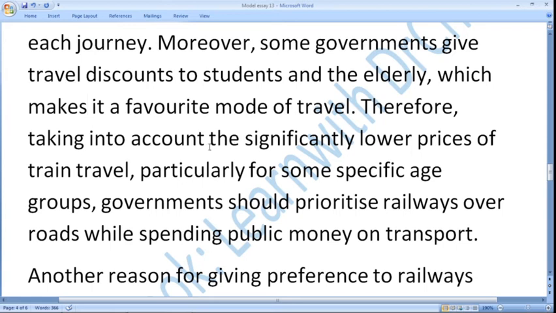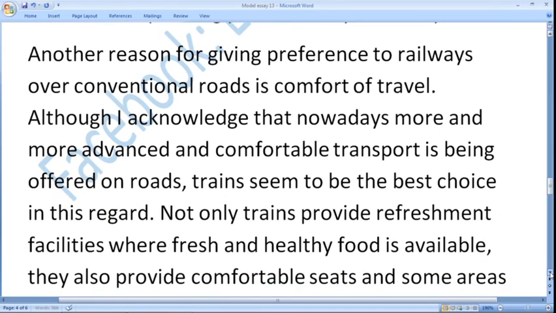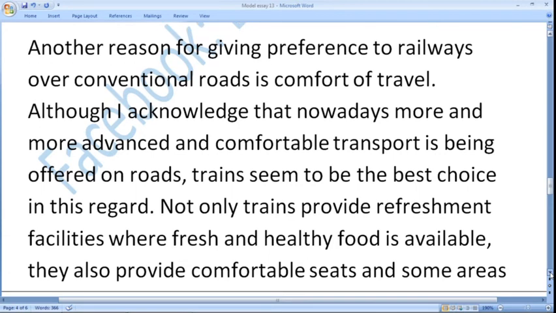Therefore, taking into account the significantly lower prices of train travel, particularly for some specific age groups, governments should prioritize railways over roads while spending public money on transport. Another reason for giving preference to railways over conventional roads is comfort of travel. Although I acknowledge that nowadays more and more advanced and comfortable transport is being offered on roads, trains seem to be the best choice in this regard.